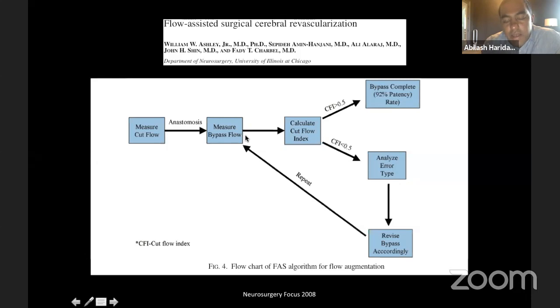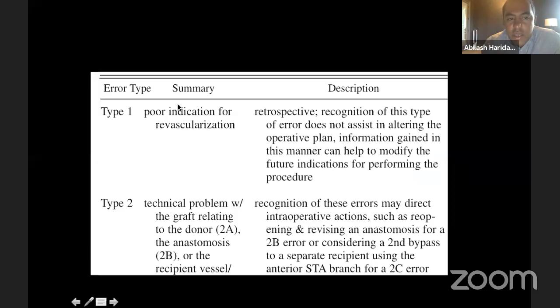And after your bypass to your middle cerebral artery, you divide these two numbers and you get an index. If your index is over 0.5, then there's a likelihood that your bypass is going to have a very good long-term patency rate. And if your cut flow index is under 0.5, then you have developed a potential error. And these are the type of errors you can get. First and foremost, poor indication. You probably falsely assumed the patient had moya moya and you thought a bypass would help.